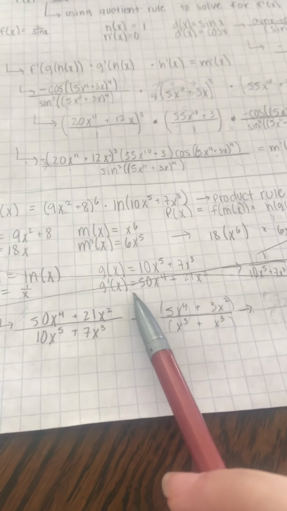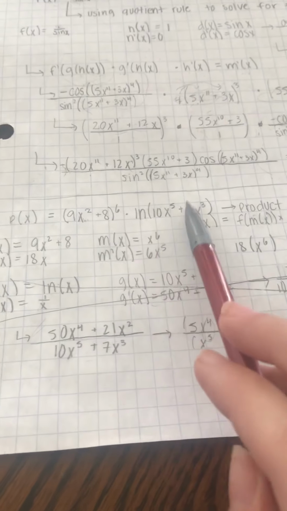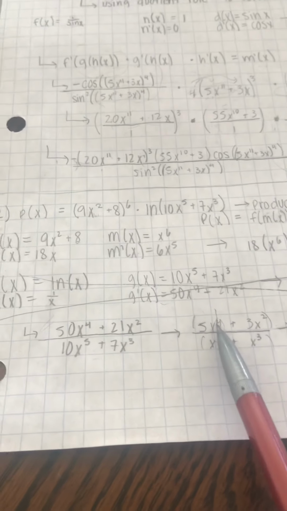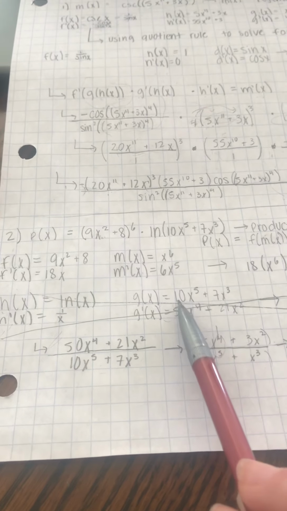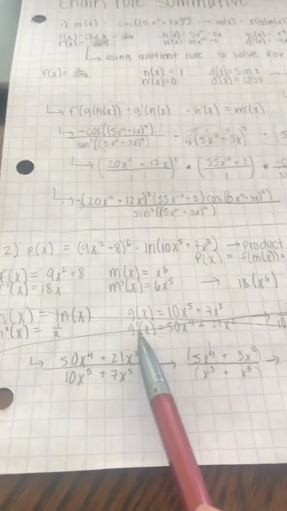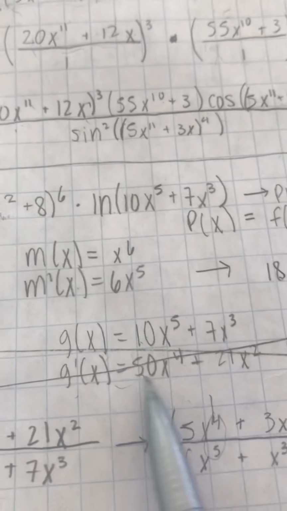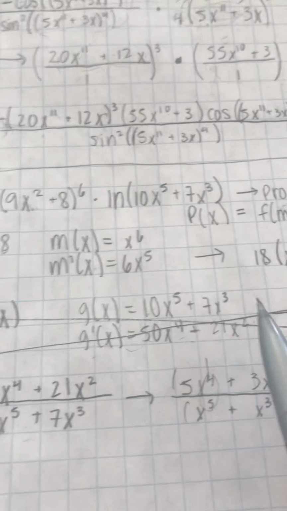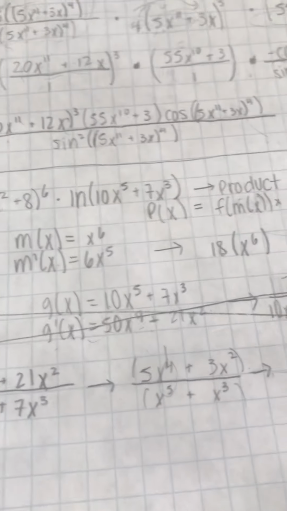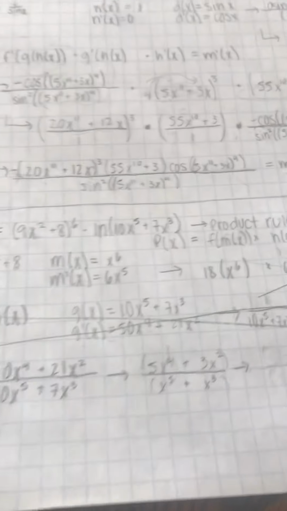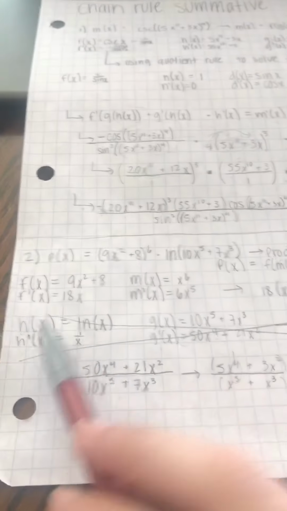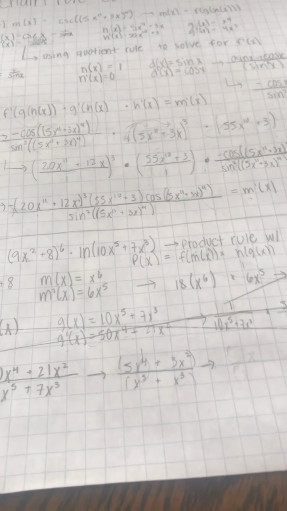And then g of x is going to be inside that, so I need to find the derivative of that. So g of x is 10x to the power of 5 plus 7x to the power of 3. I'm going to use the chain rule to find the derivative. So we do the 5 times the 10, and I get the derivative is 50x to the power of 4 plus 21x to the power of 2. I'm going close here because I know it's crossed out, but that is my derivative there.